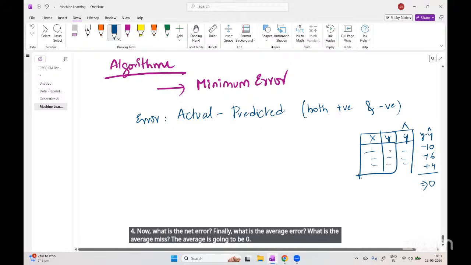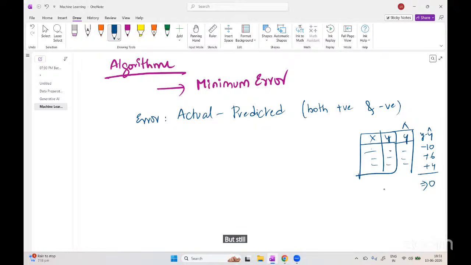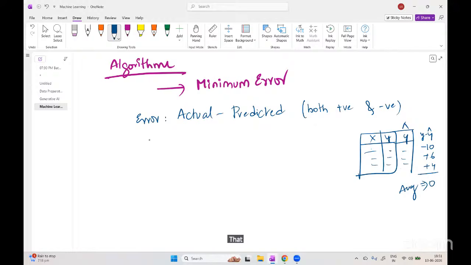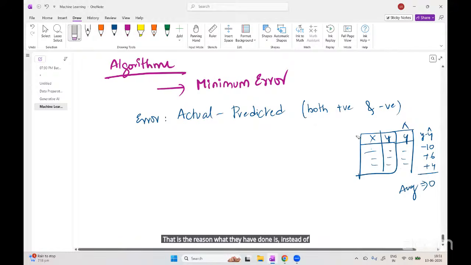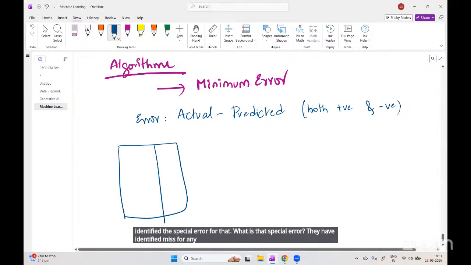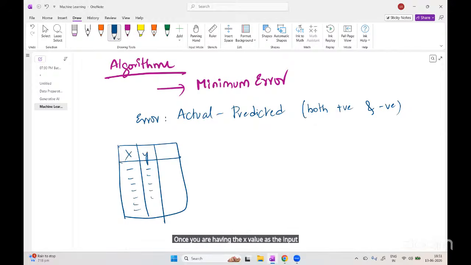But really, it is not data which has no error. Here error is there, but still the average is getting to 0. Though there is error also, still it is getting 0. So whenever you have positives and negatives, you cannot combine them, because the value will be nullified. That is the reason why, instead of considering the plain error, they have identified a special error for that. What is that special error they have identified? For any data set, once you have the X value as the input and the Y value as the output, and whatever you have predicted, something you are going to predict, right?